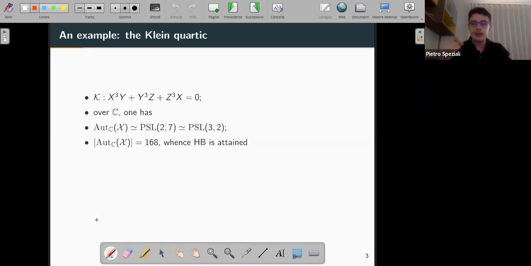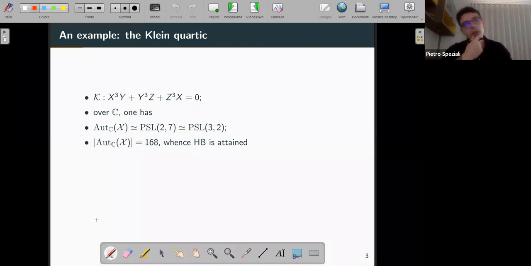So this is the very nice equation of the Klein quartic: x^3 y + y^3 z + z^3 x = 0. Over C, the automorphism group is PSL(2,7). So we have 168 automorphisms, and the Hurwitz bound is attained.